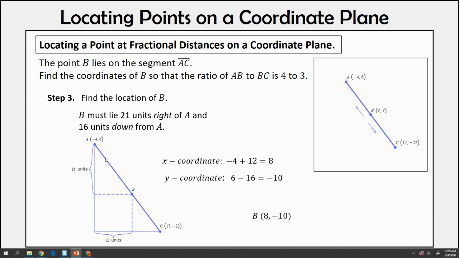We're moving from point A to point B. That's how we're adjusting it. If we were going from C to A and I wanted to be 4/7 of the way from C to A, so B would be up here, I would have added 4 to my 17, and I would have subtracted 16 from my 22, and that would have put me in the right spot. Okay, so that's how we do this, moving a point a fractional distance along a line segment in the coordinate plane.